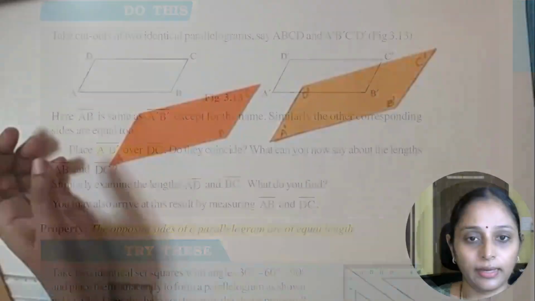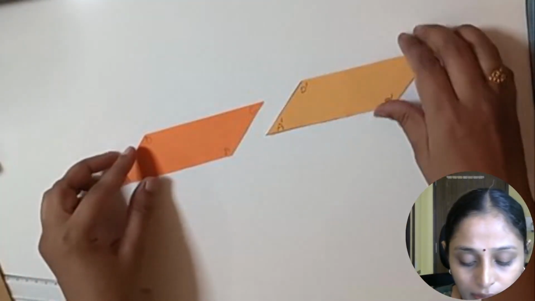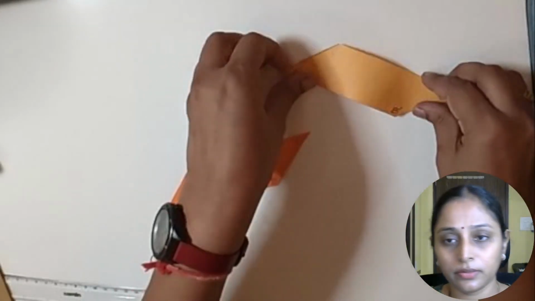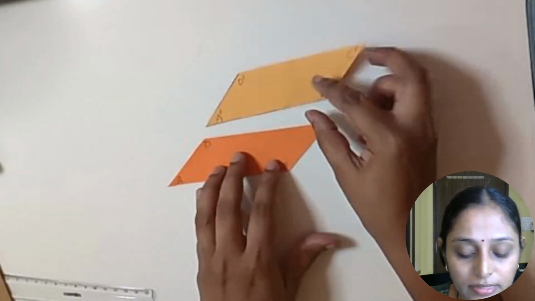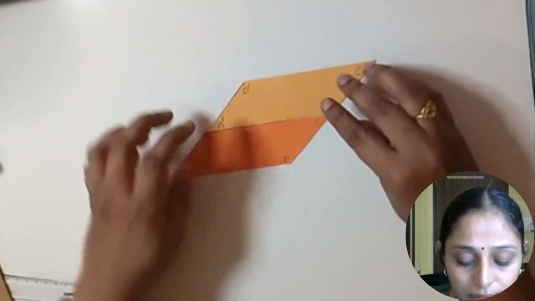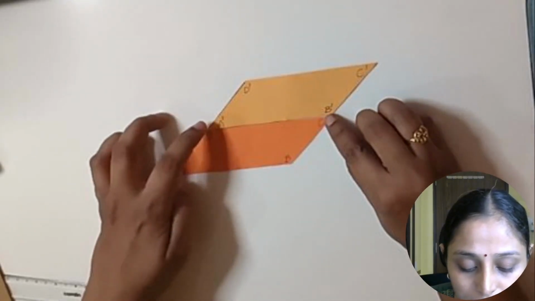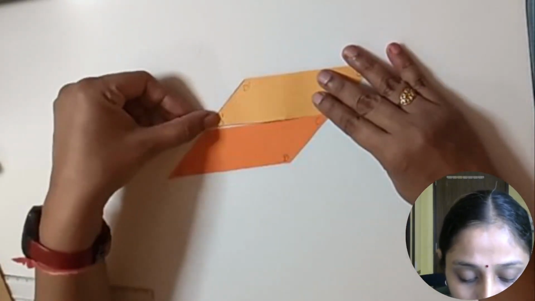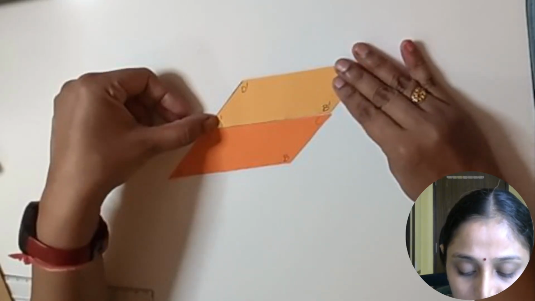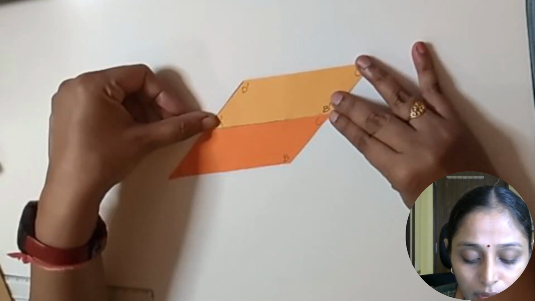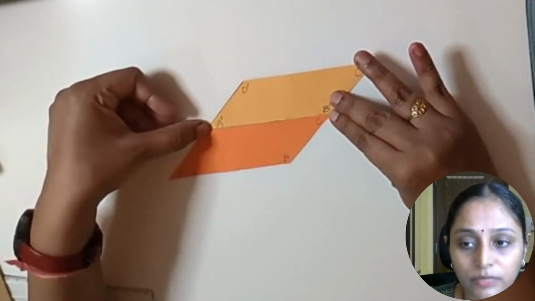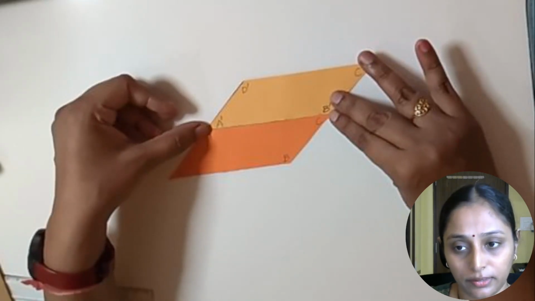So here I have A dash B dash, right? This is A dash B dash. Now if I place it over DC, this is my DC, right? Can you see this? A dash B dash, if I place it over DC, it is going to coincide exactly. What can I conclude? I can conclude that A dash B dash is equal to DC, right?